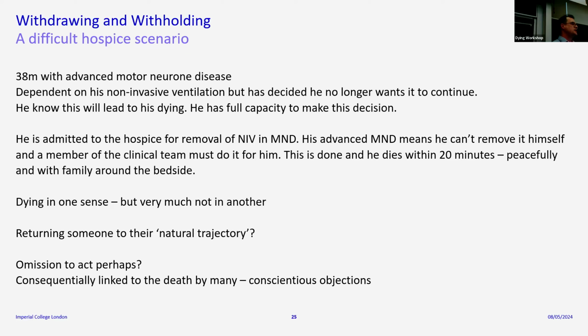A 38-year-old man with advanced motor neuron disease, so no muscle power left, unable to do anything for himself. He is fed through a PEG tube, so he's artificially fed, and he's dependent on non-invasive ventilation. He doesn't have the muscle strength to breathe for himself anymore. He's dependent on that. And he has decided that he no longer wants his ventilation to continue. He wants it taken away, and he knows this will lead to his dying relatively quickly, because he's so dependent on it. He has full capacity to make this decision, and he's been through the framework.